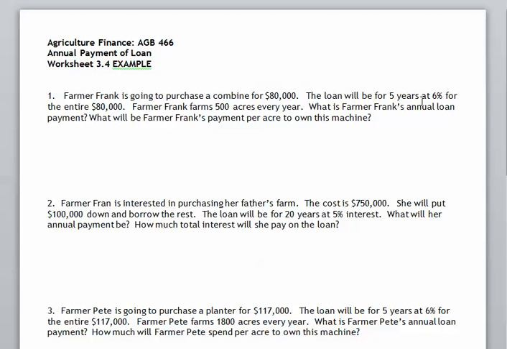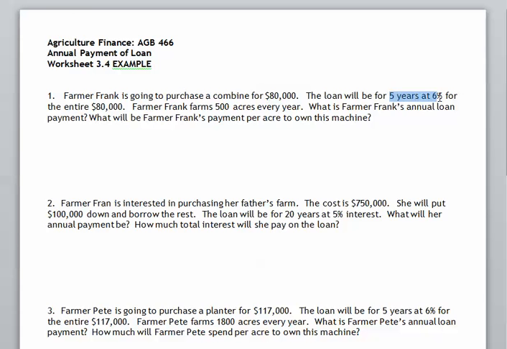It says 5 years, 6% for the entire $80,000. In other words, we're purchasing this combine for $80,000 and we're borrowing the entire $80,000. As most of you know, we can borrow money and we can put money down. Say we buy a farm, a house, a combine like this. We might put some cash down towards the purchase and then borrow a portion. That's very common, especially if you're buying property like land or a house. You're going to be required to put 10, 15, 20, 25% down. Anyway, here's how we solve this problem.